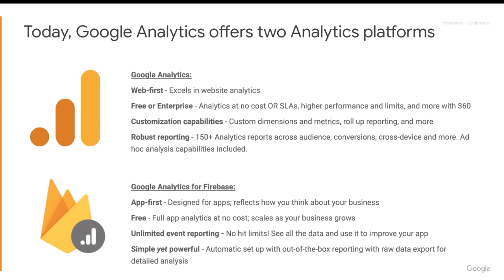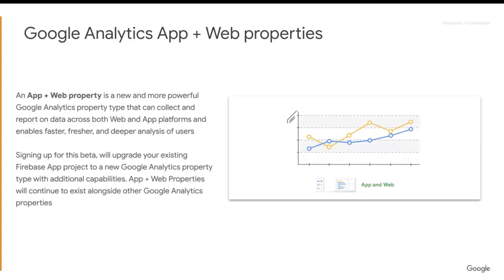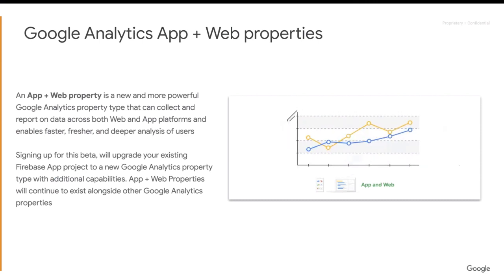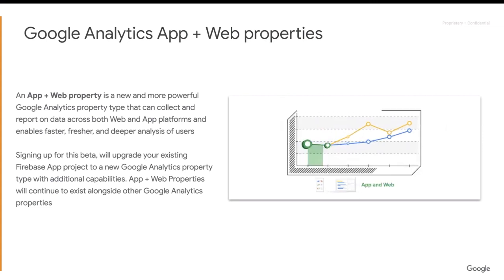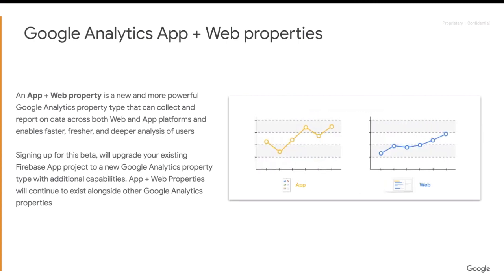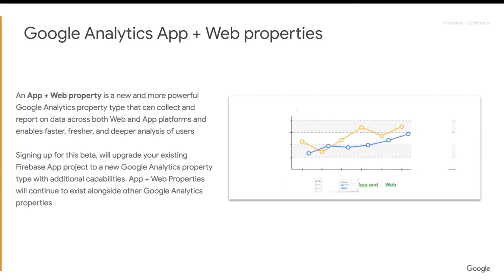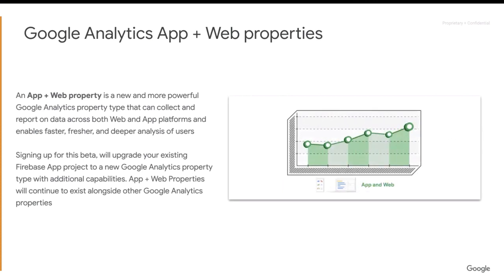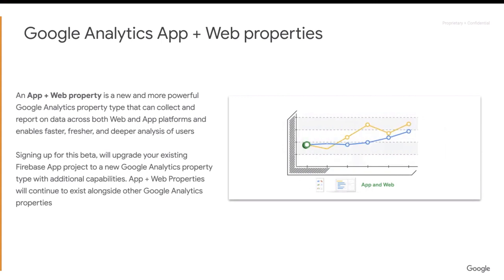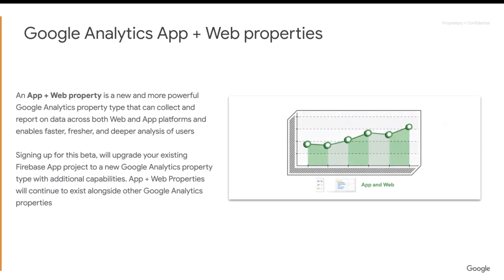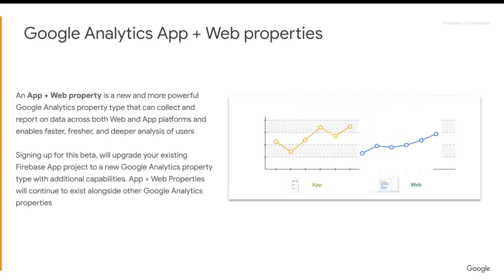So for the first time now, we would like to introduce you to App+Web properties, which is a new property type that is currently in public beta. And with that, you can collect and report on data across both web and app platforms. And because it's an events-based, user-centric platform, it enables much faster, fresher, and more granular reporting as well. So at the moment, you're free to sign up for this beta. In fact, you can just go into your platform and create a new web and app property, which I will be demoing to you later on.